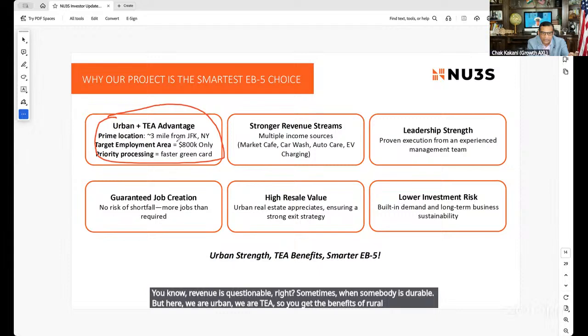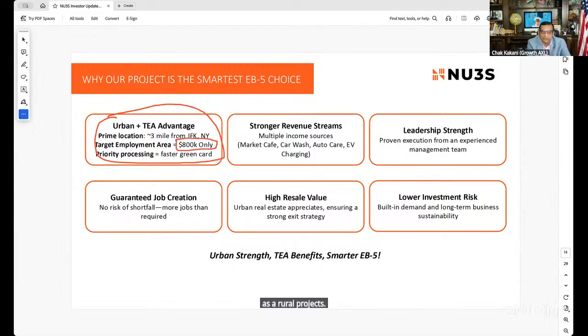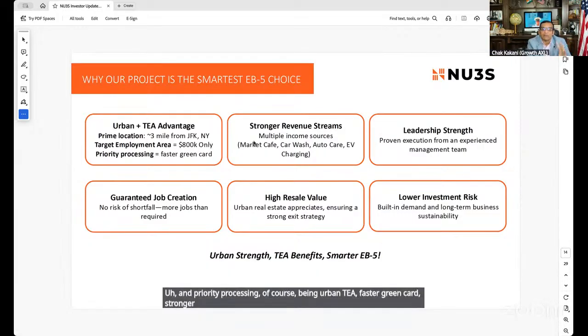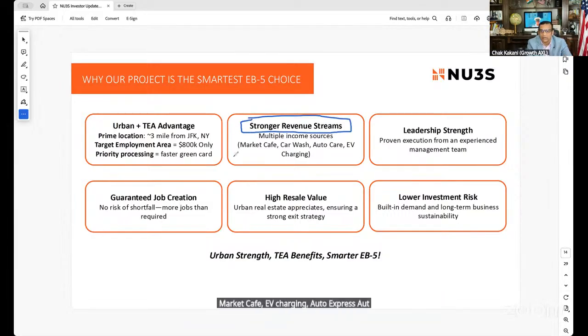It's the same priority time as rural projects, 800,000 instead of 1,050,000. So you have the TEA benefits, and that's a smart EB-5 project if you really think about it. And priority processing, of course, being urban TEA, faster green card, stronger revenue streams because we have multiple income streams, 4 business units. Remember car wash, market cafe, EV charging, auto express, auto care, right? So guaranteed job creation, no risk of job shortfall.